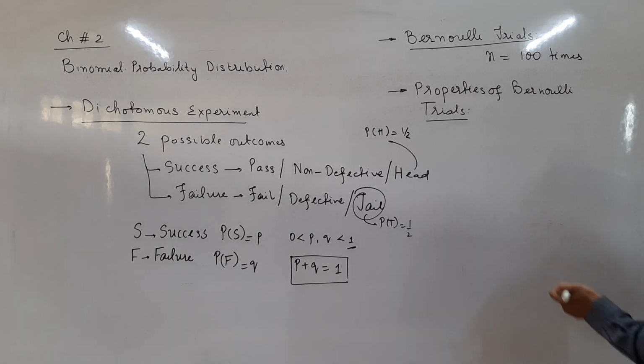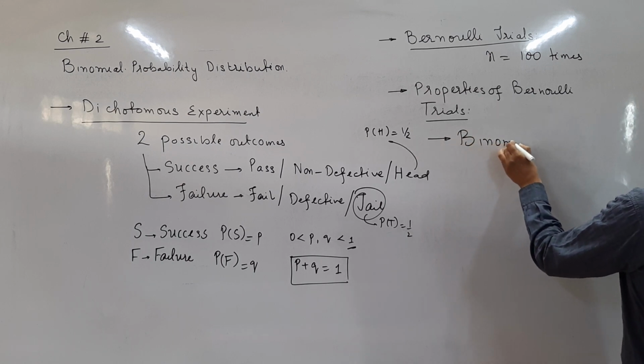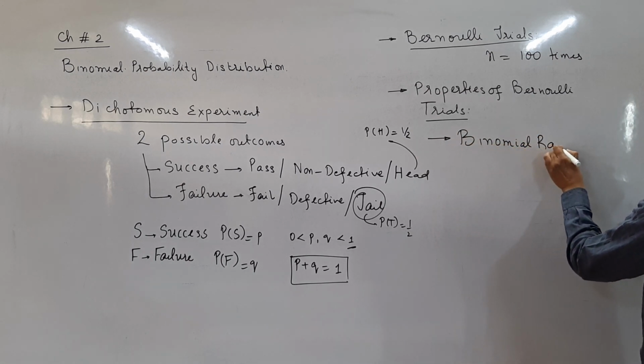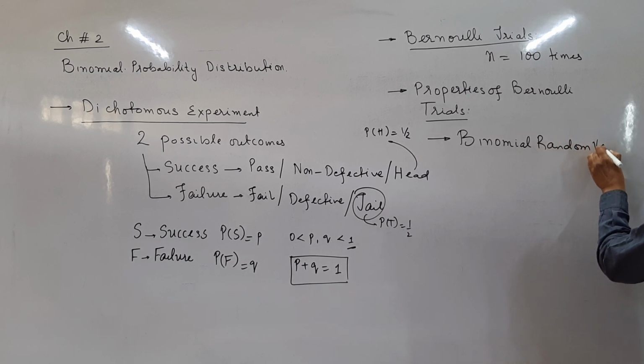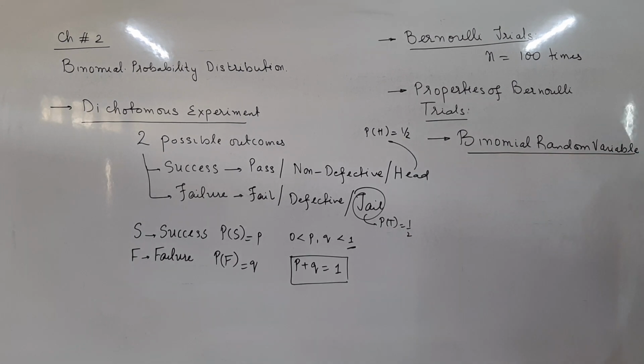Next definition is binomial random variable. We have already discussed random variable, students, in the previous lecture on Thursday, which was taken online. So my next definition is binomial random variable. Now students, we are carrying forward with the same example.